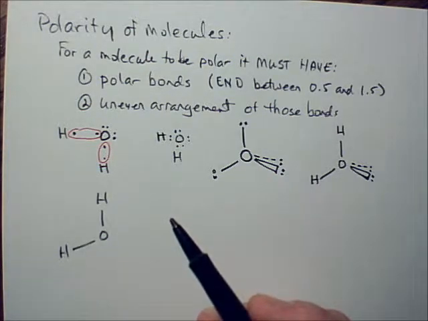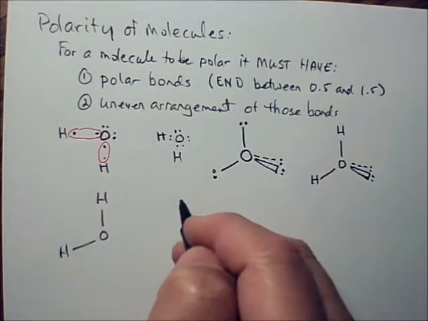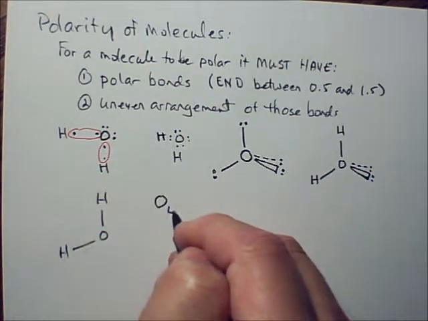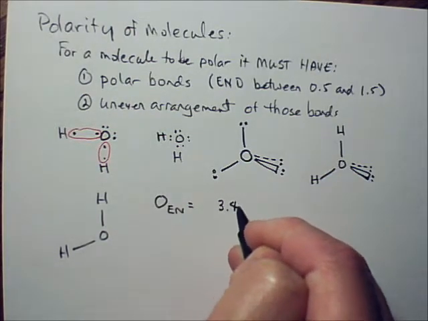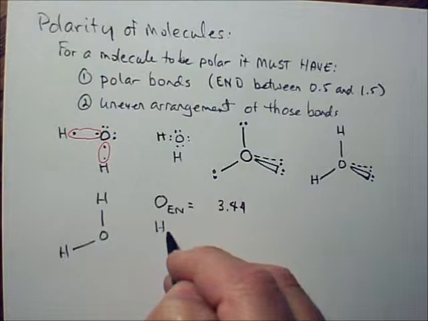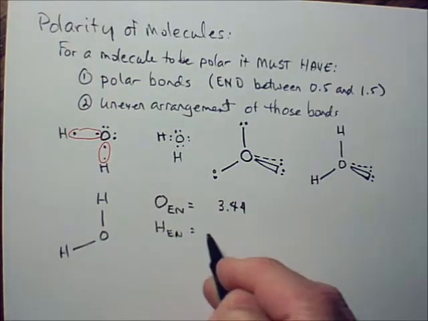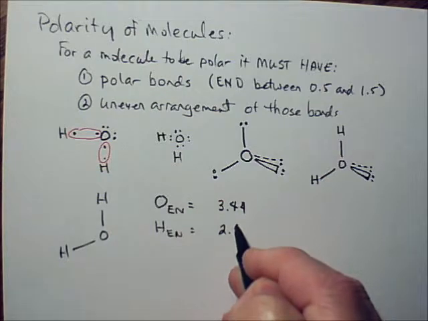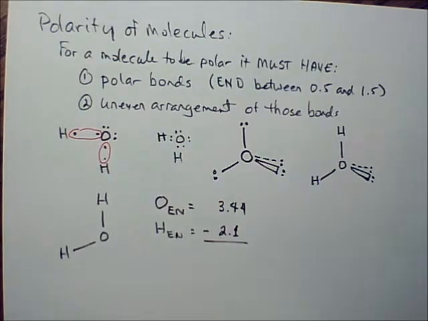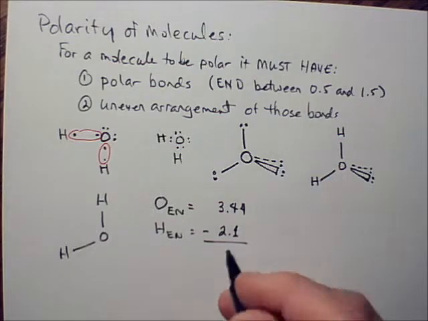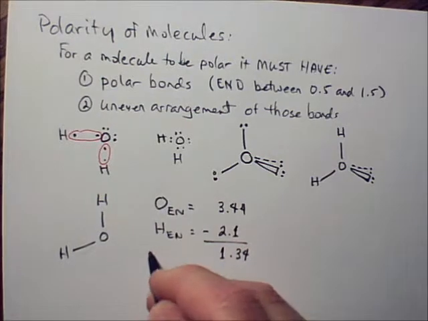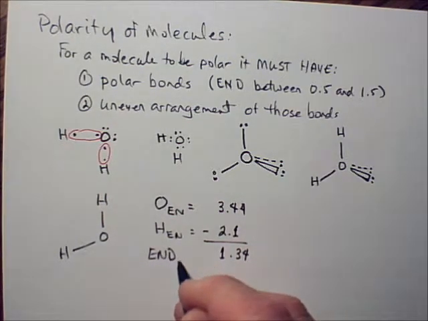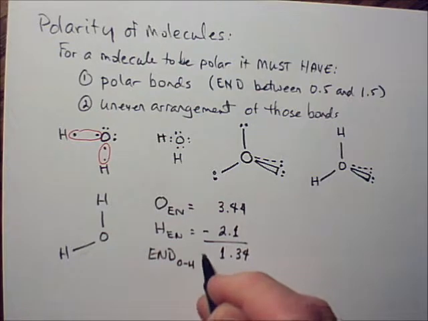The difference in electronegativities. Exactly. So oxygen's electronegativity is 3.44. And hydrogen's electronegativity is 2.1. And if we subtract 2.1 from 3.44, we get 1.34. That's the electronegativity difference for an oxygen to hydrogen bond.